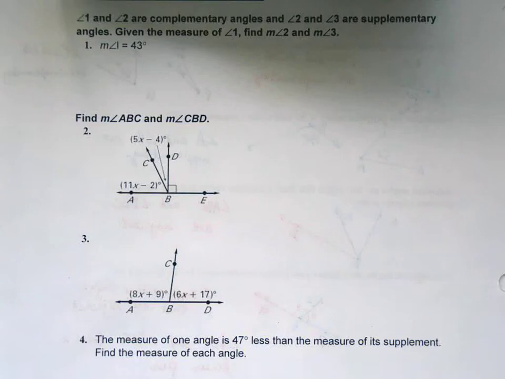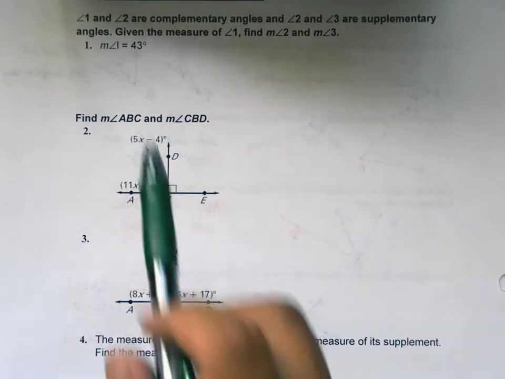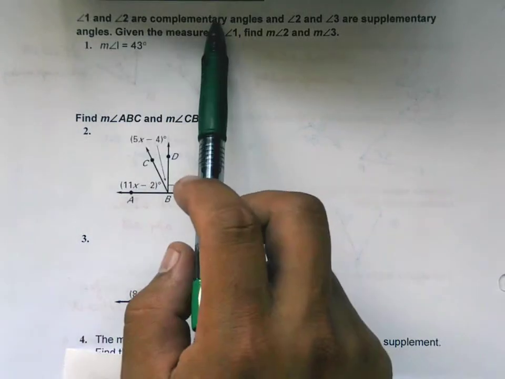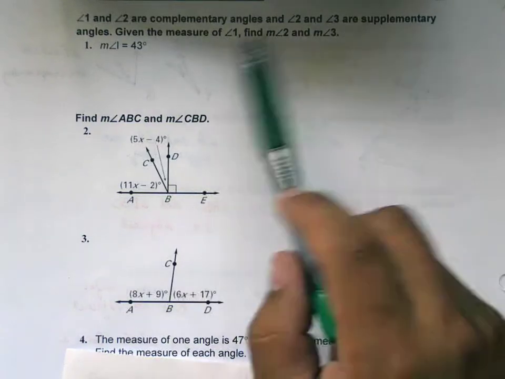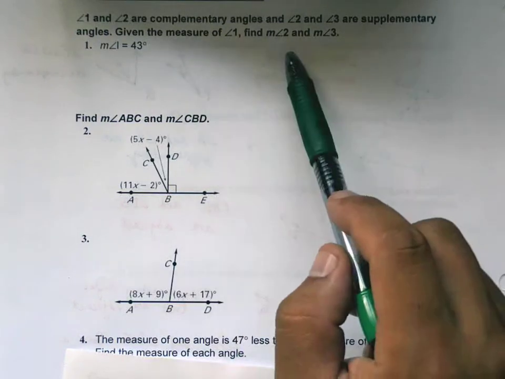Welcome to the continuing lesson on pairs of angles. In the previous video, we talked about the definitions and some vocabulary, and now we're going to put these vocabularies and definitions to use. Okay, so it says here, angles 1 and 2 are complementary. Angle 2 and angle 3 are supplementary angles. Given the measure of angle 1, find the measure of angle 2 and the measure of angle 3.